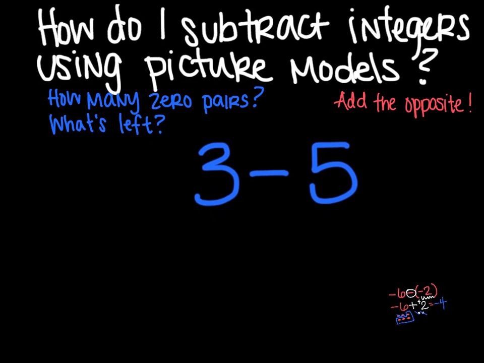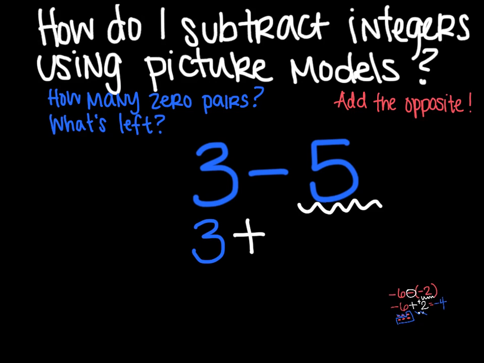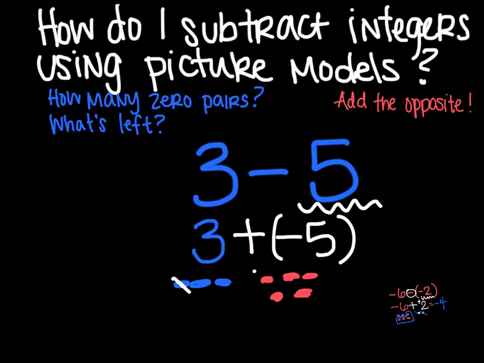Second example for you. 3 minus 5. So again, change it at first. First number stays, change that sign, and then find the opposite of 5, which is negative 5. I like to put it in parentheses, but you don't have to. Positive 3 and negative 5. 0 pairs then would be these. What's left? Negative 2. So my answer is going to be negative 2.